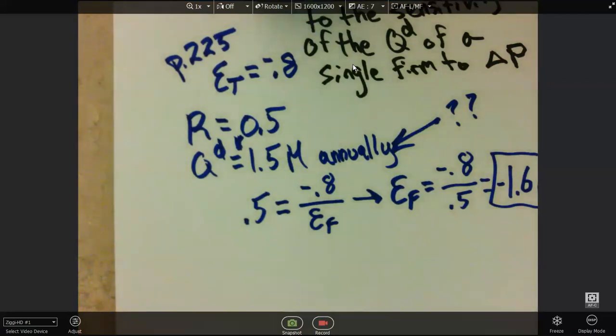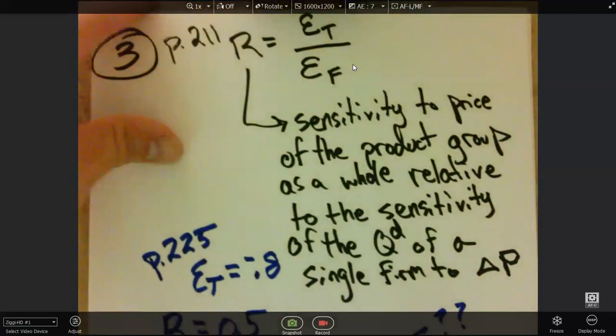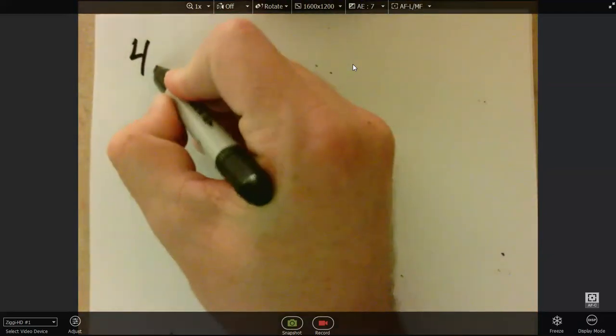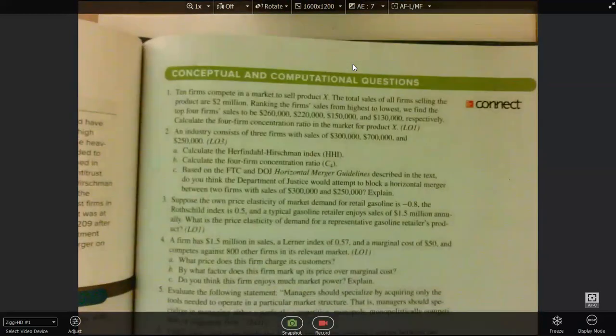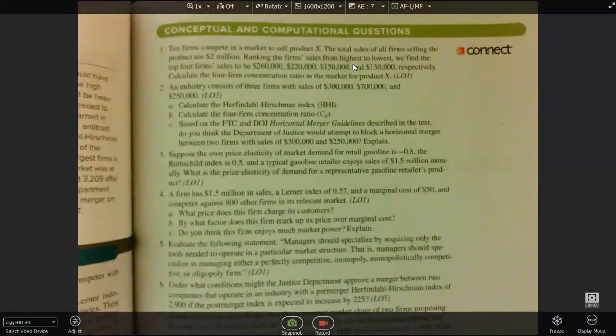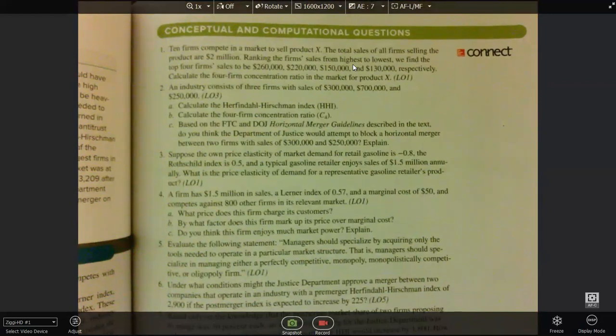Question 4. All right, so we are told the firm has $1.5 million in sales. The Lerner index is 0.57. The marginal cost is 50. And it competes against 800 other firms in this relevant market. What price does this firm charge? By what factor does this firm mark up its price? Do you think that this firm enjoys much market power?